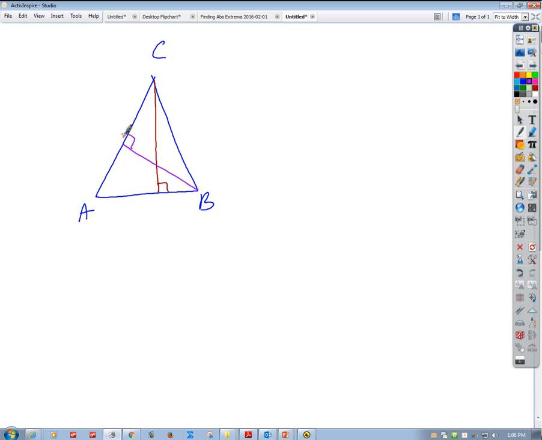Does that make sense? Okay, I just want to show you something kind of cool, and we'll come back and talk more about this later. This is kind of interesting. What if I drop down an altitude from vertex A?